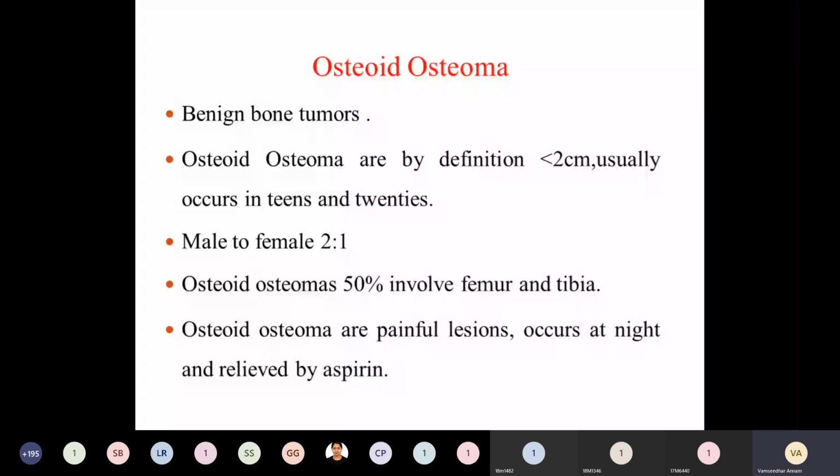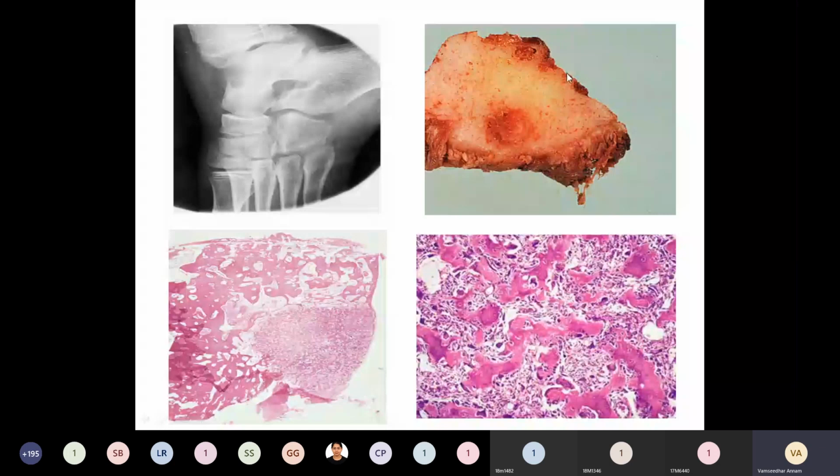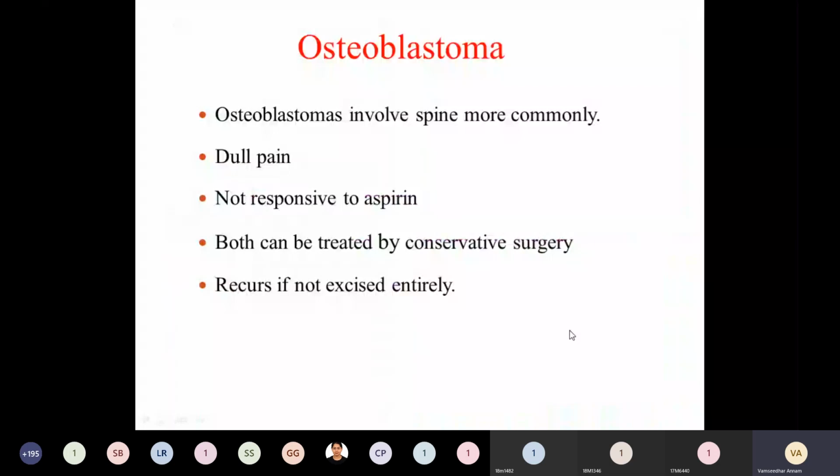So here you can see the tumor. This is that lesion. Here you can see again, this is the tumor area where you are seeing plenty of bone trabeculae. Osteoblastomas, they involve the spine more commonly. It has dull aching pain, but it doesn't respond to aspirin. That's how you need to differentiate osteoma from osteoblastoma. So both of them can be treated by conservative surgery, but it recurs if not excised entirely.